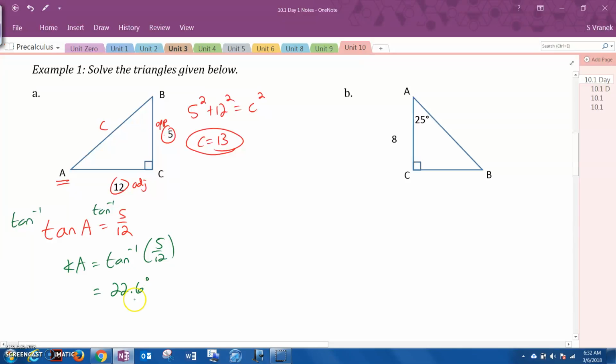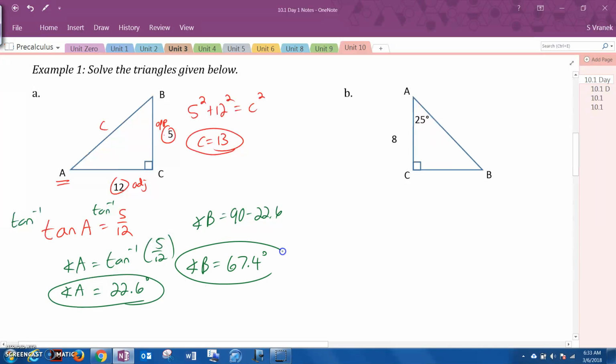Okay, so now we have angle A is 22.6. Now we need to find angle B. Here's what's nice about right triangles. A and B add to 90 because there's also another 90 at C. So you can say that angle B is equal to 90 minus 22.6. And when you do that, you get 67.4. So angle B is equal to 67.4 degrees. So we have solved the triangle.